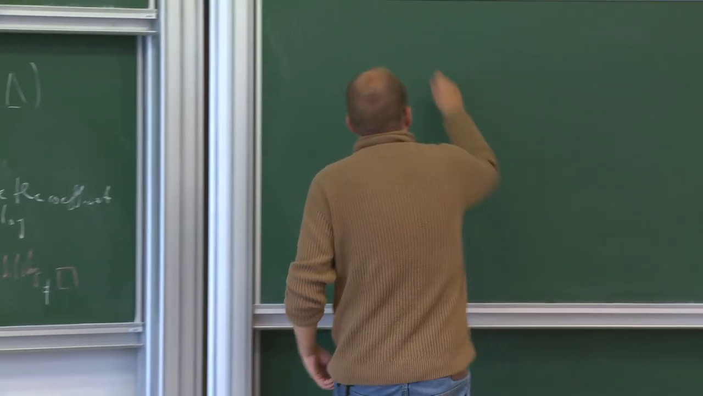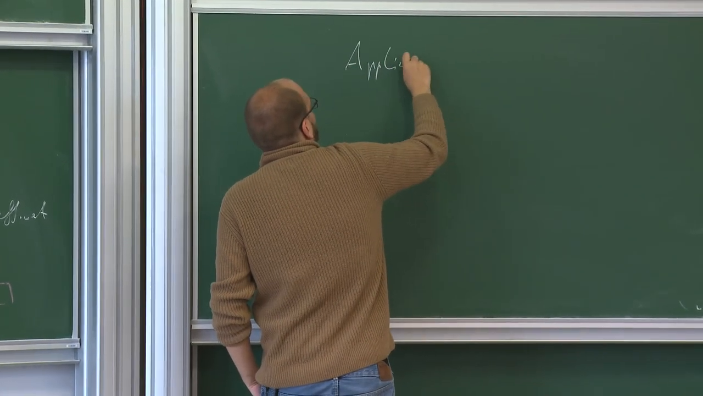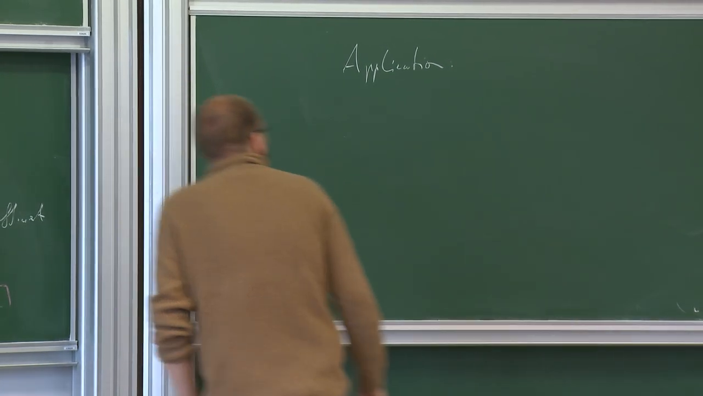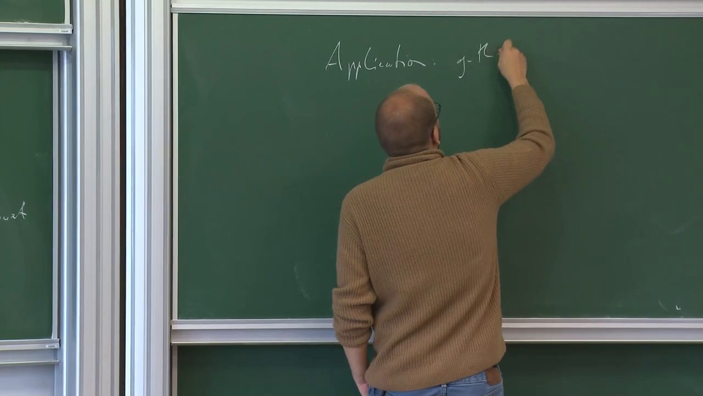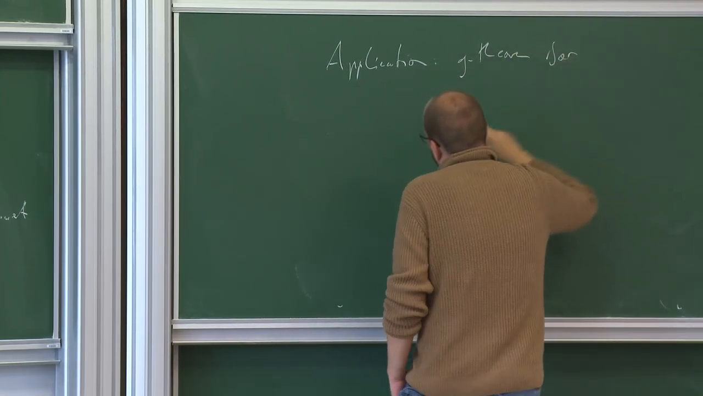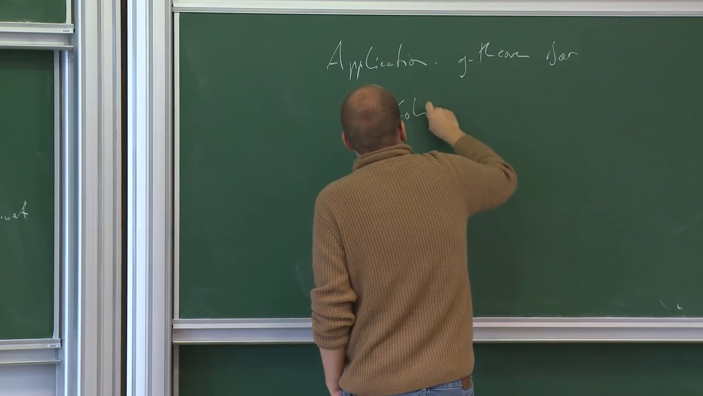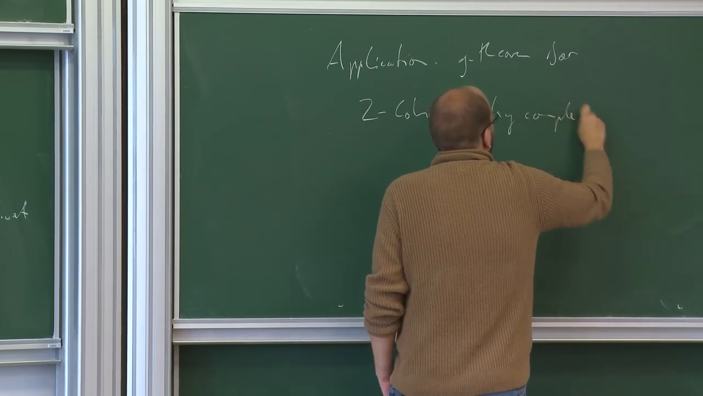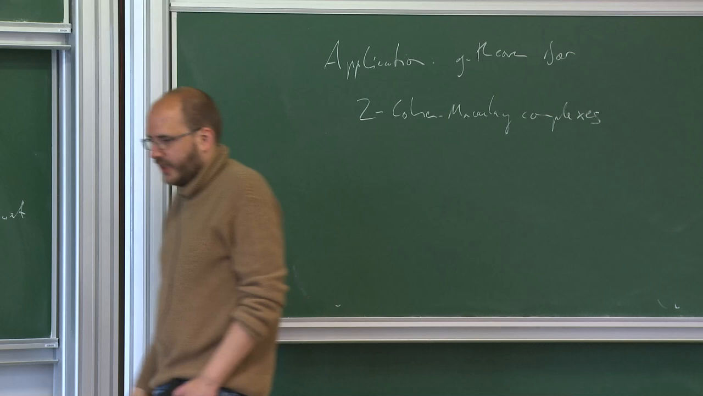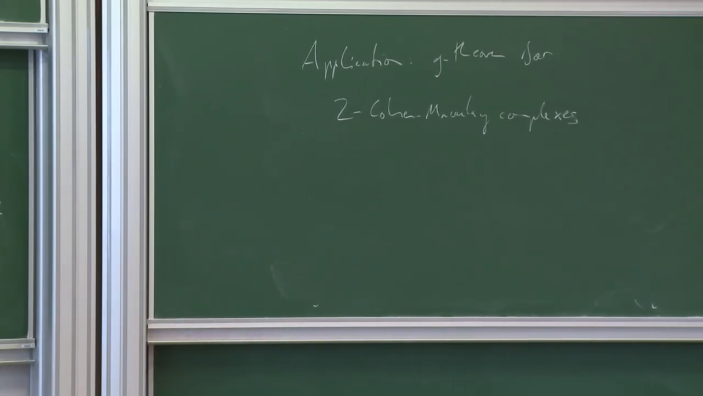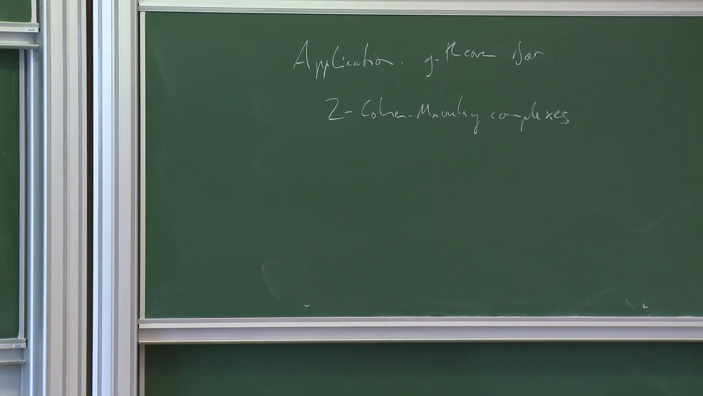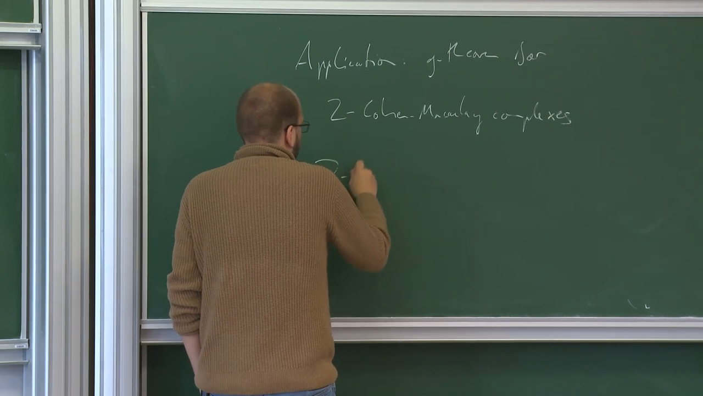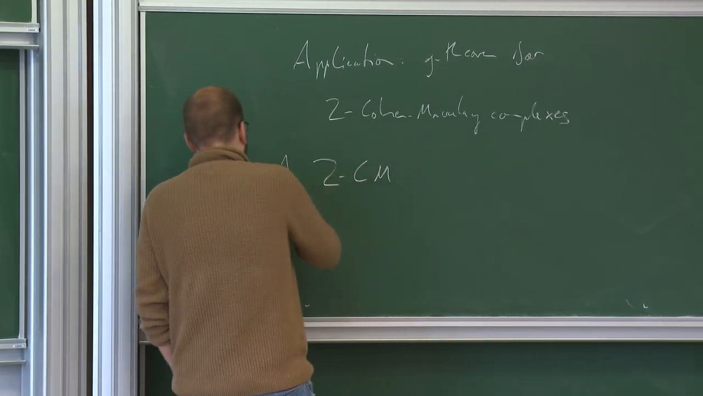So application. That's the g-theorem for 2-Cohen-Macaulay complexes. So what is a 2-Cohen-Macaulay complex? Well, that's a Cohen-Macaulay complex such that if you remove any vertex, it's still Cohen-Macaulay. So delta 2-Cohen-Macaulay, that's a definition.